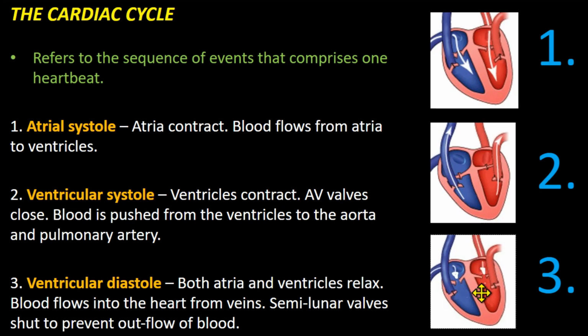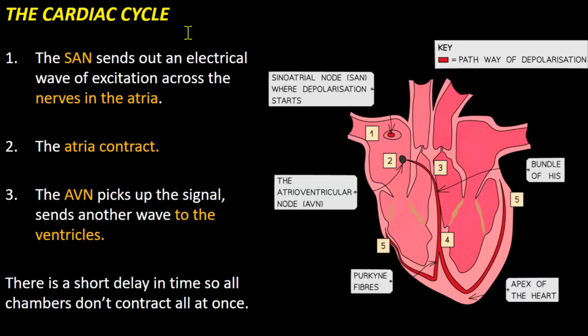Then we have ventricular diastole. Remember, the D in diastole is like the heart de-stressing. So both the atria and ventricles are going to relax. Blood is going to flow into the heart from the veins, that's going to be from the vena cava and the pulmonary veins. The semilunar valves are going to be shut to prevent any outflow of blood so that the heart is able to refill with blood. Now let's look at the cardiac cycle from an electrical point of view.